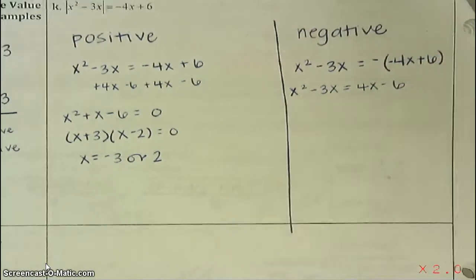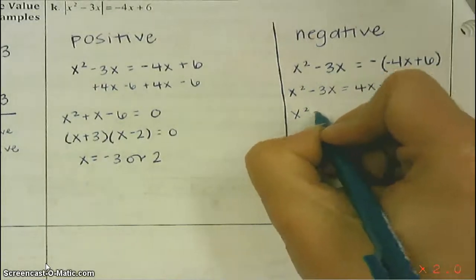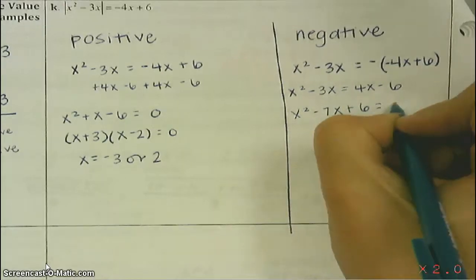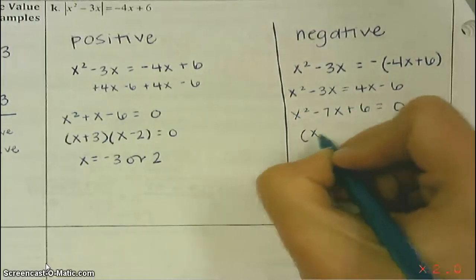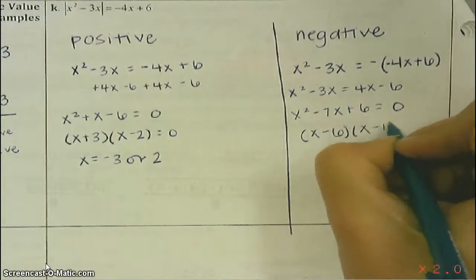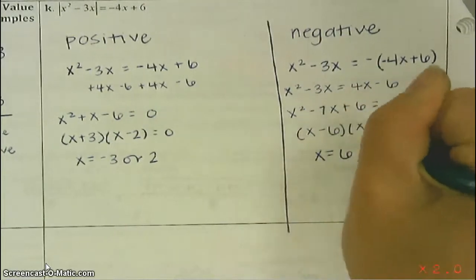I would subtract 4x over and add 6. So this is going to become x squared minus 7x plus 6 equals 0. When you factor this out, you're going to get x minus 6, x minus 1. And the two solutions that this will yield are 6 or 1.